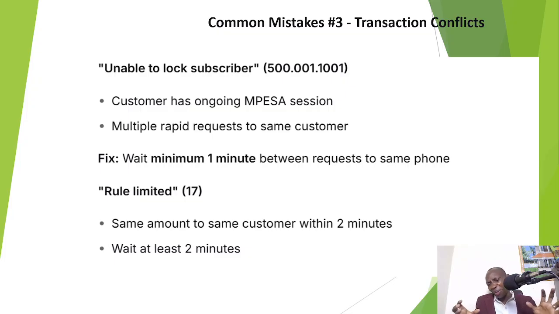500.001.111. Don't worry about the error code. Don't worry if you see this kind of error. Just know that this customer has an ongoing M-PESA session or transaction, and you are trying to make multiple requests to the same customer, sending duplicate transactions. That is why it is unable to lock the subscriber. So basically we recommend waiting a minimum of 1 minute before requesting the same phone number again, or you just use some idempotency key. An idempotency key helps us to avoid conflicting transactions. Okay, let us continue.